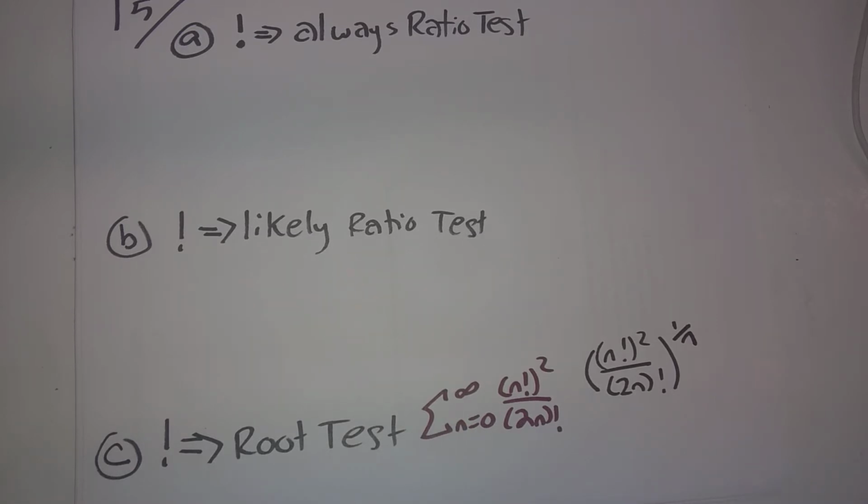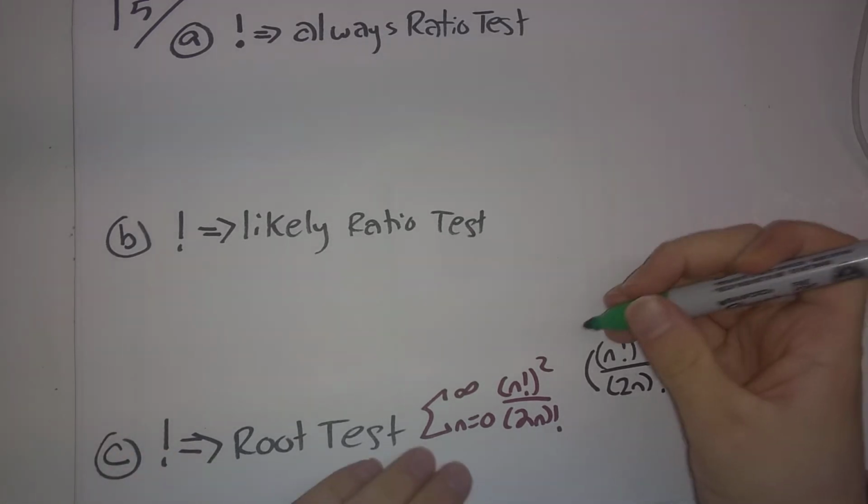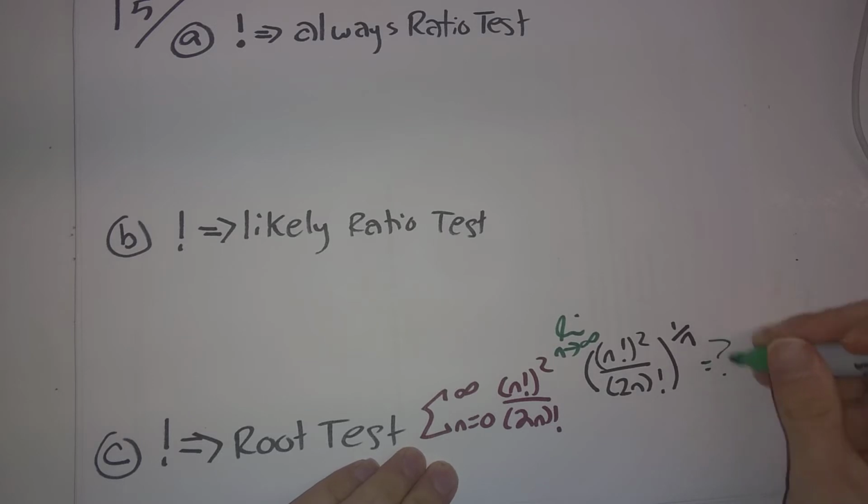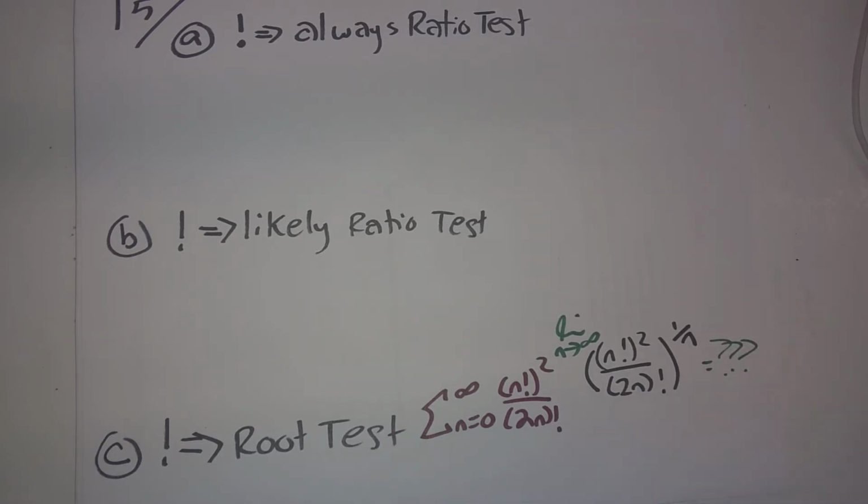And I just don't have a clue how to simplify any of these things. 2n factorial to the 1 over n power, n factorial to the 2 over n power. Take the limit of this as n goes to infinity. That just seems like a mess. So factorials and nth roots just do not play well together.